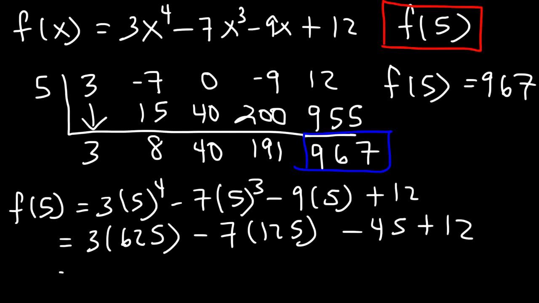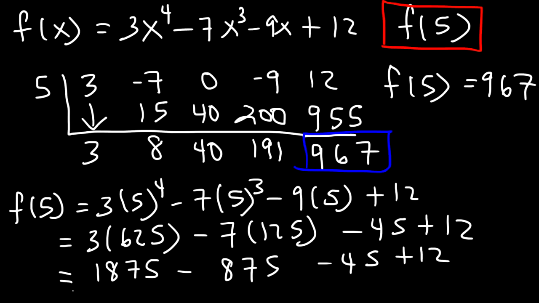Now 3 times 625. 3 times 600 is 1800. And 3 times 25 is 75. So that's going to be 1875. Now 7 times 125. 7 times 100 is 700. And 7 times 25, if you have 7 quarters, that's $1.75, so that's 175. So 700 plus 175 is 875.